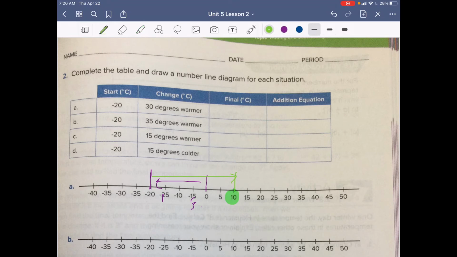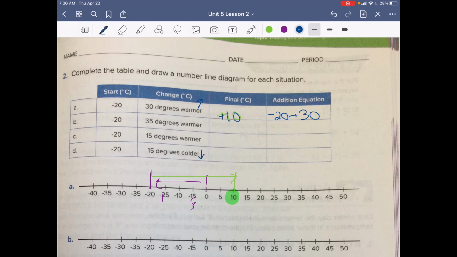So let's go ahead and fill in that chart. Our final degree was +10. That's a little tricky to see. +10. We did -20 plus 30 because we went up 30 degrees. It got warmer, which means we were going up. So warmer means up, whereas colder means down.